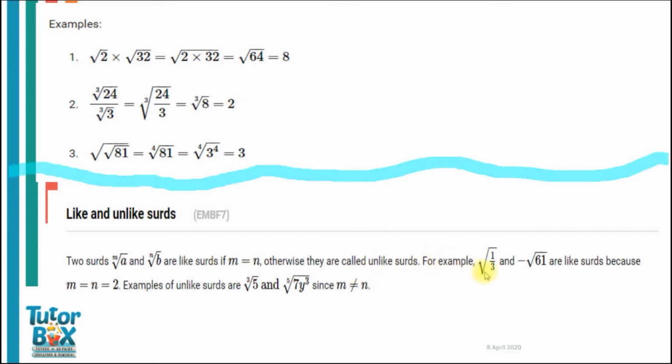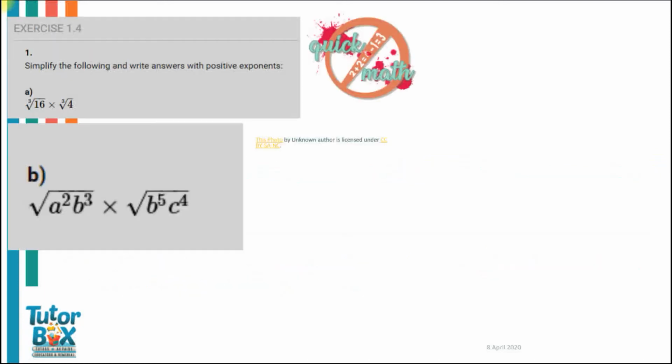So it says, for example, the square root of 1 over 3 and minus the square root of 61 are like surds because m is equal to n is equal to 2. Because here you're getting the square root, which is the 2 there. Here you're also getting the square root, which is the 2. So they're basically like surds. And then examples of unlike surds are the cube root of 5 and then the fifth root of this. You see now 3 is not equal to 5, so they're not like. So basically they're unlike. Yeah?